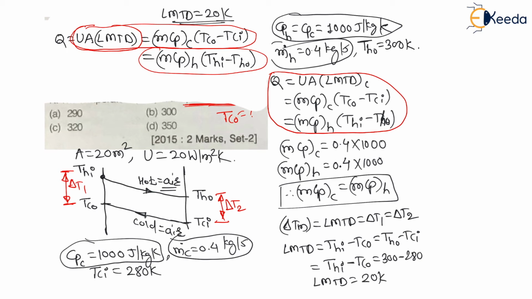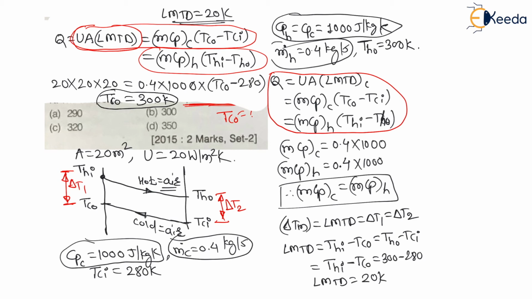So let us equate the first two equations because here TCO is unknown. Therefore, U, the overall heat transfer coefficient, is given as 20, area is also given as 20, LMTD is 20, equal to mass flow rate 0.4, Cp is 1000, into TCO minus TCI, where TCI is 280, right? So in this complete equation only TCO is unknown. Let us solve this equation for TCO. If I solve it, TCO will be equal to 300 Kelvin, right? This exit temperature of cold fluid will be equal to 300 Kelvin. So look at the options. You will find that option B will be the correct choice for this question.